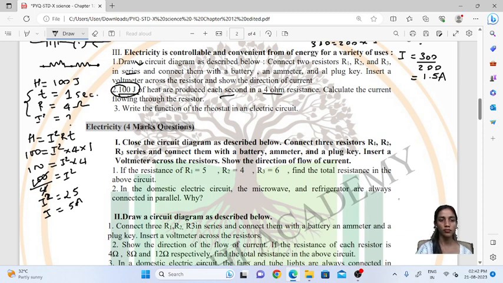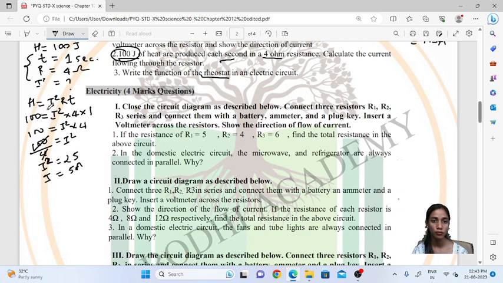Now the next is a question. Write the function of a rheostat in an electric circuit. The rheostat is used to regulate the resistance, the variable resistance in an electric circuit, so that there is control on the current. The rheostat will produce the resistance which is required for controlling the current. This is the function of the rheostat.